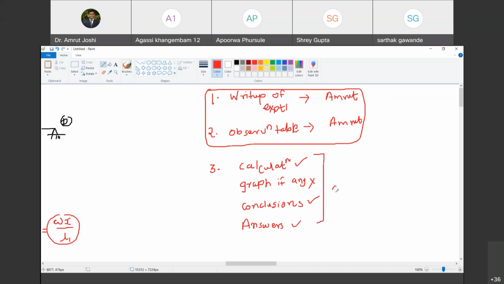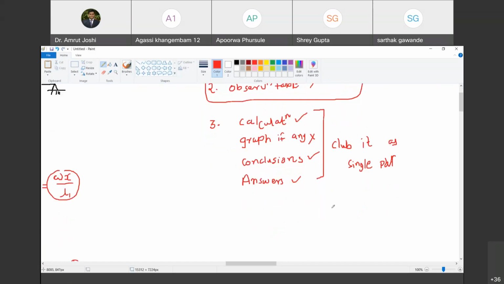Club it together as single PDF. Are you with me? Yes, sir. Then give that the name in following form. इसको फॉलोइंग फॉर्म में नाम देना है. कैसे नाम देना है? यूर PRN नंबर, डैश यूर नेम, डैश एक्सपेरिमेंट नंबर, एक्सपेरिमेंट नंबर 1 .pdf.